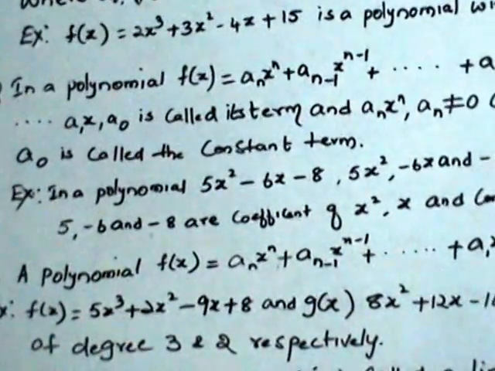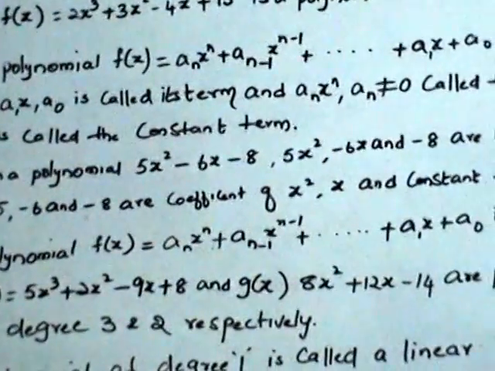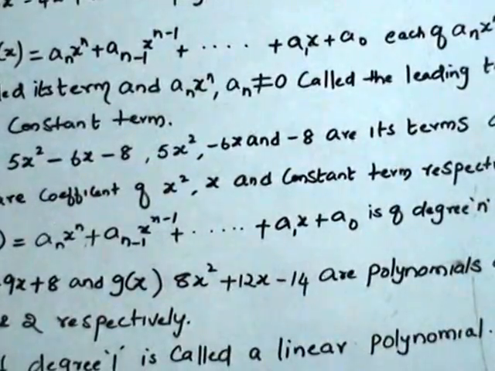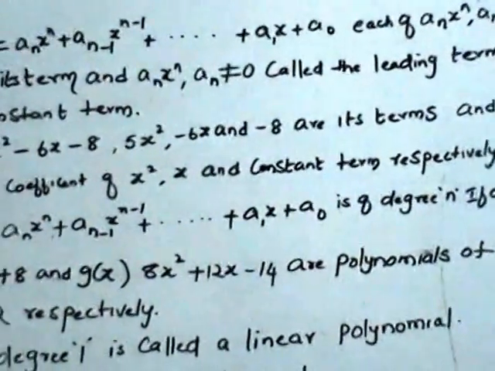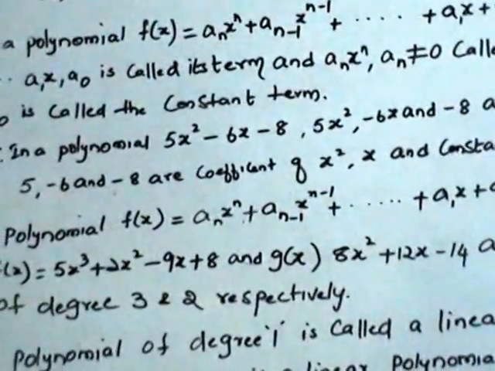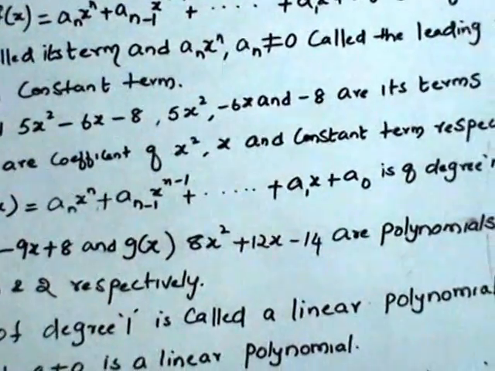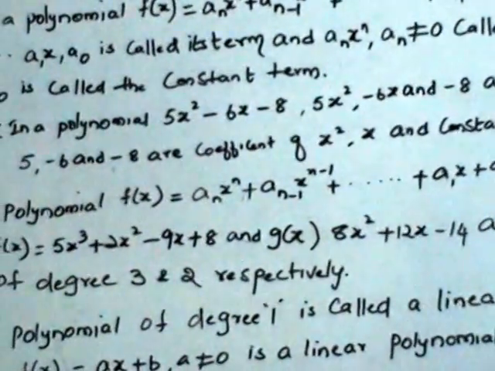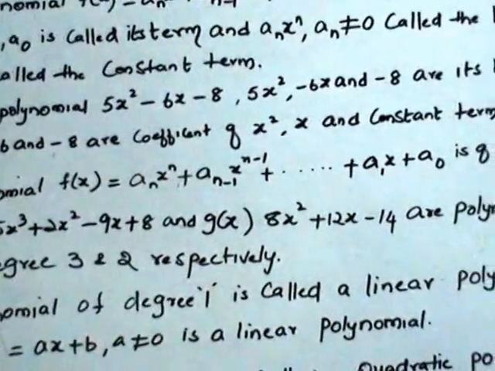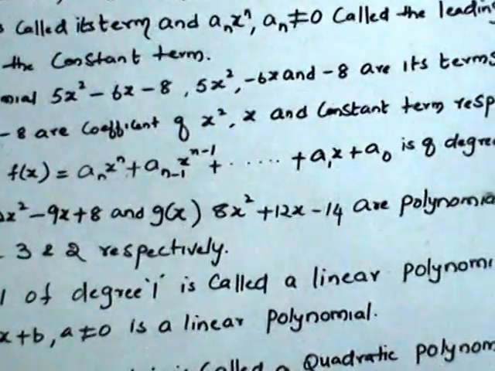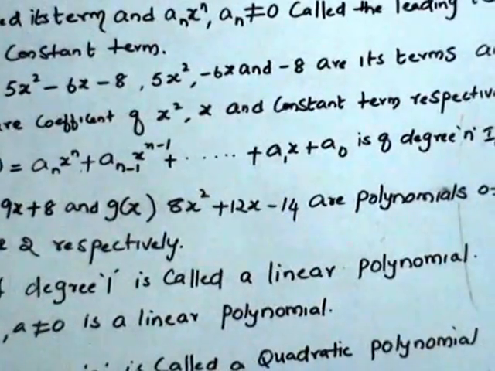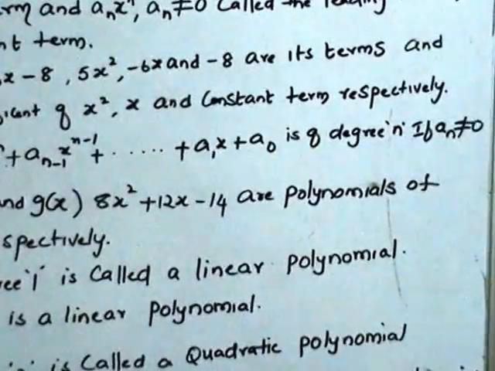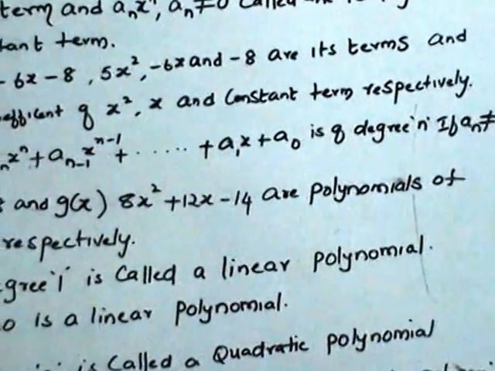For example, in the polynomial 5x² - 6x - 8, 5x², -6x and -8 are its terms, and 5, -6 and -8 are the coefficients of x², x and the constant term respectively. Similarly, a polynomial f(x) = aₙxⁿ + aₙ₋₁xⁿ⁻¹ + etc. + a₁x + a₀ is of degree n if aₙ is not equal to 0.